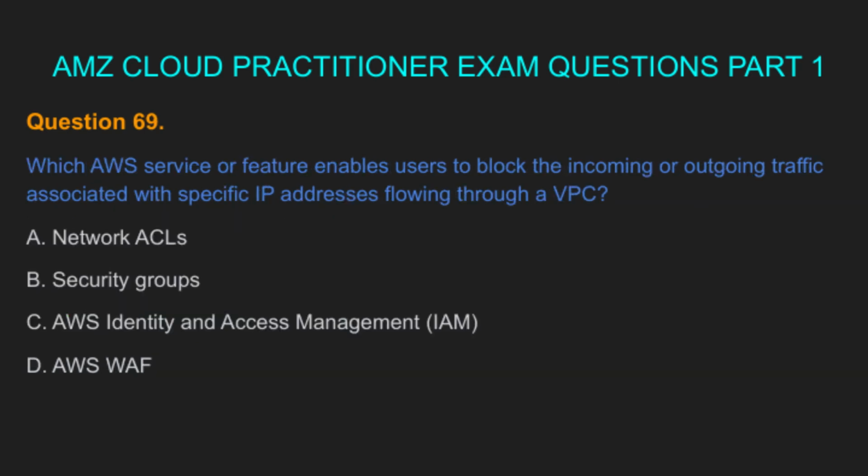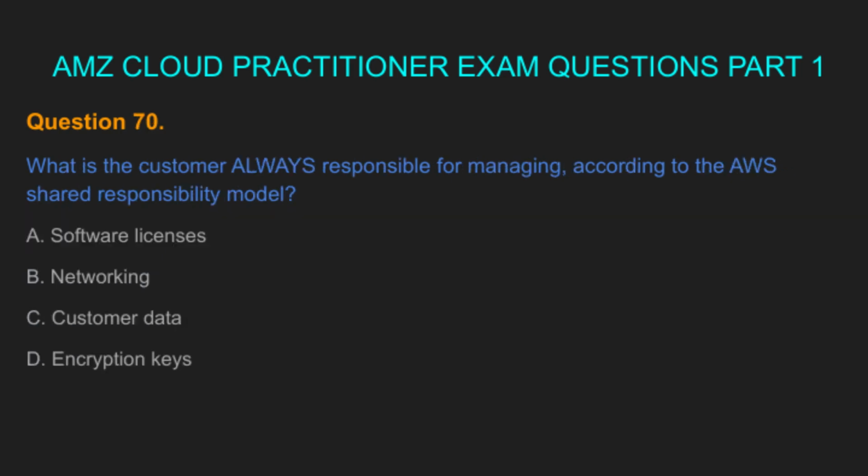Question 69. Which AWS service or feature enables users to block the incoming or outgoing traffic associated with specific IP addresses flowing through a VPC? A. Network ACLs. B. Security groups. C. AWS Identity and Access Management, IAM. D. AWS WAF. The answer is A. Network ACLs.